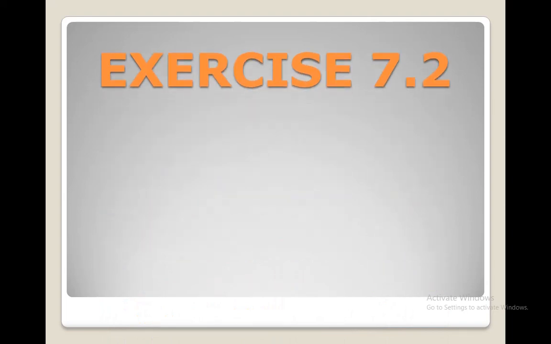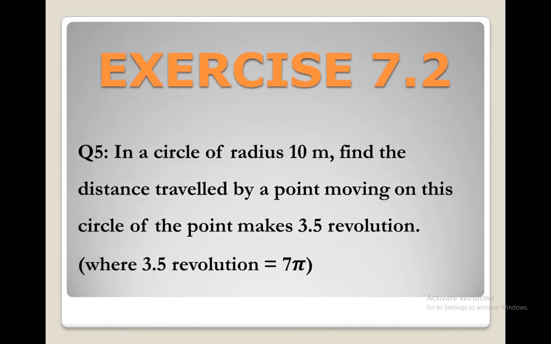Going ahead in the exercise, moving towards the next question, that is question number 5. Statement says in a circle of radius 10 meter, find the distance traveled by a point moving on this circle if the point makes 3.5 revolutions. Viewers, you already know that one complete revolution provides us 2 pi, so 3.5 revolutions will provide us 3.5 multiplied by 2 pi is equal to 7 pi, as is given as a hint inside the bracket. But remember that inside the board exams, hint does not come.